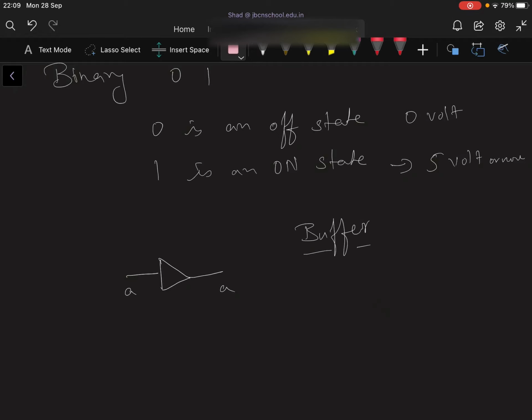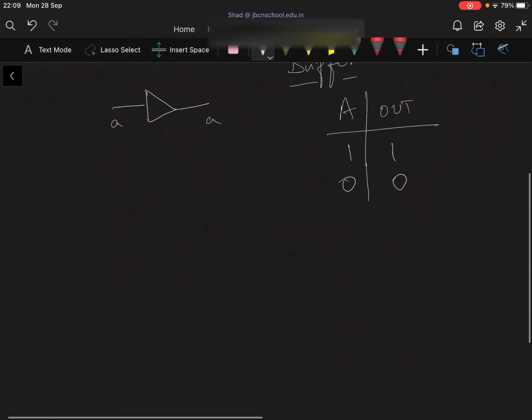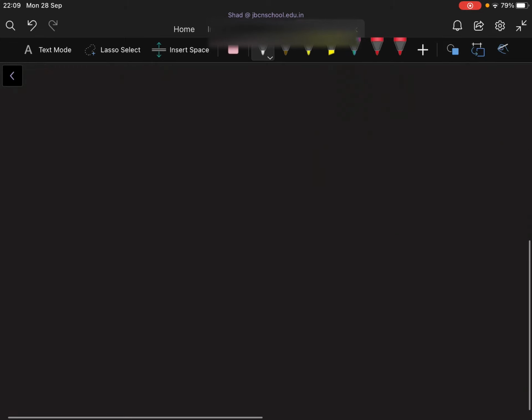So if the input is on, okay, so output will also be on. If the input is off, then it will always be a 0. So it gives you the same thing. So there is no change in the buffer state. Okay, so that is buffer. Let's go ahead and see other circuits.